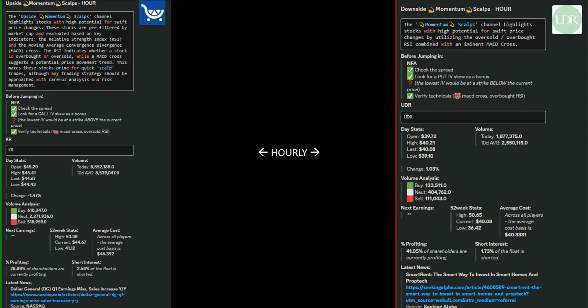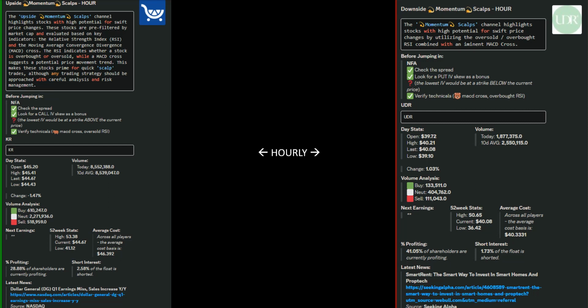Look for a call IV skew as a bonus if you are going to the upside. If you're going to the downside, look for a put IV skew as a bonus. And if you're still in the group and you're confused about what a put skew or a call skew is, all that means is whether the lowest IV is above the current price or below the current price. So if an hourly upside momentum play comes in and there is a call skew, or the lowest IV is above the current price, that is ideal.